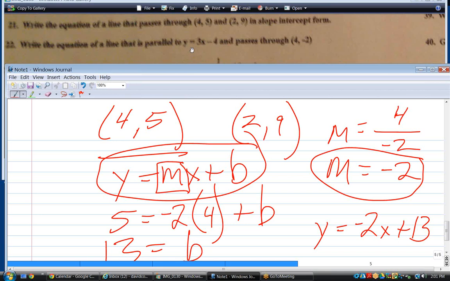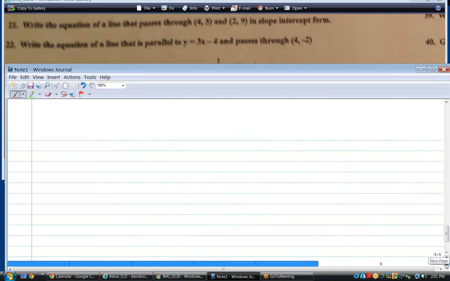What's the slope of the line parallel to this line? Negative 3? No, it's the same. Parallel means the same. Okay? You're going to get asked two kinds of questions. One is the slope of a parallel line, and the other is the slope of a perpendicular line. Parallel means the same. Perpendicular means you have to do two things.